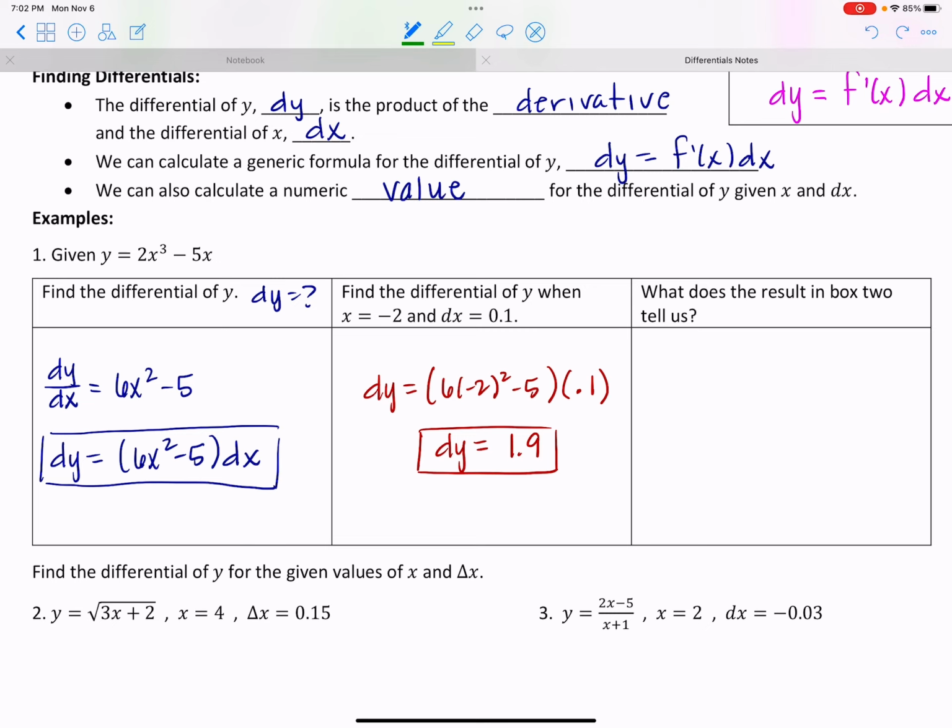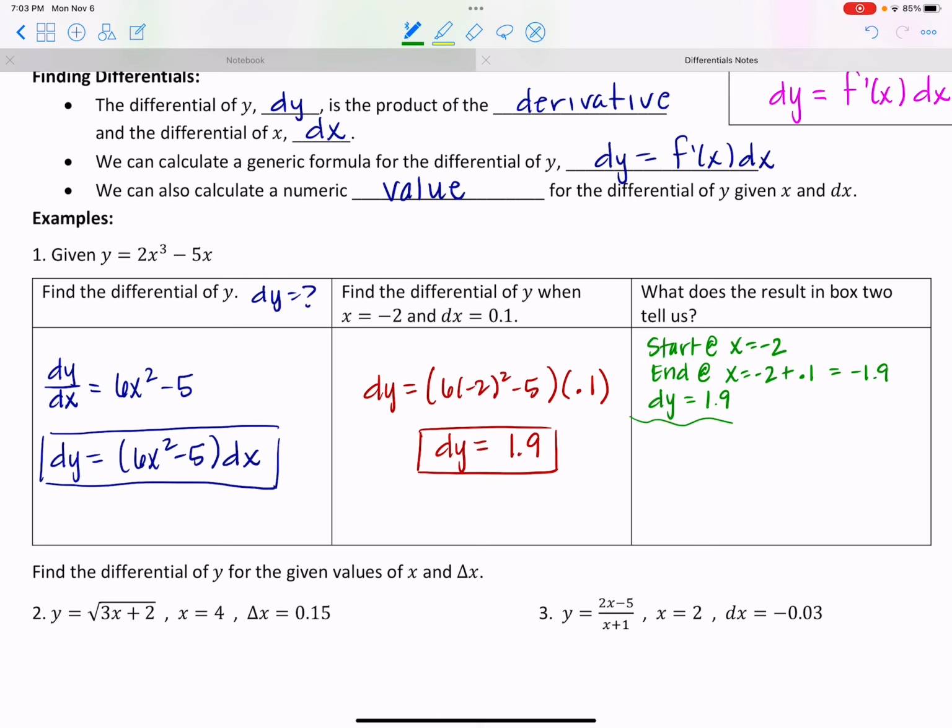So this is telling me to start at x equals negative 2, end at x equals negative 2 plus the change in x, which was 0.1, so that would be negative 1.9, and then if I start at x equals negative 2 and I end at x equals negative 1.9, when I make that particular change in my x values, the corresponding change in y values is 1.9. So dy equals 1.9.